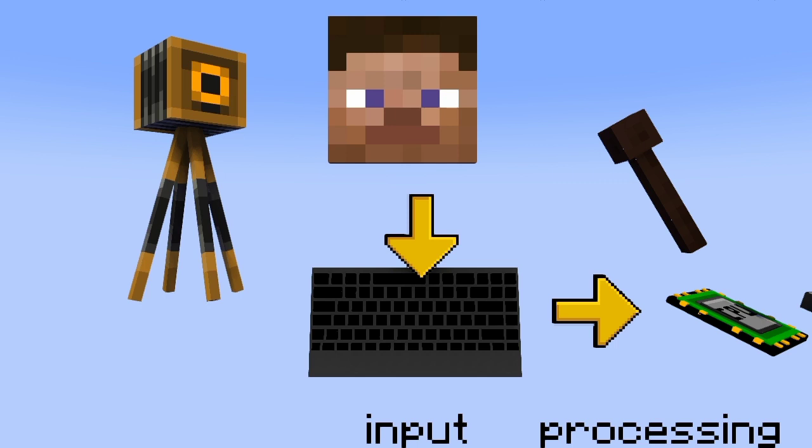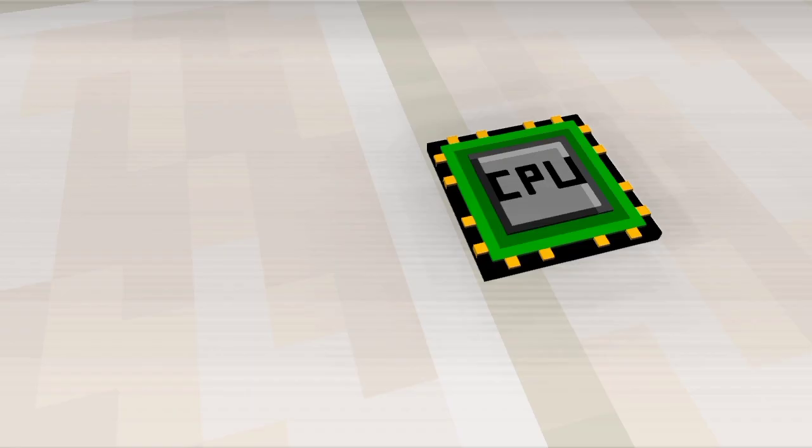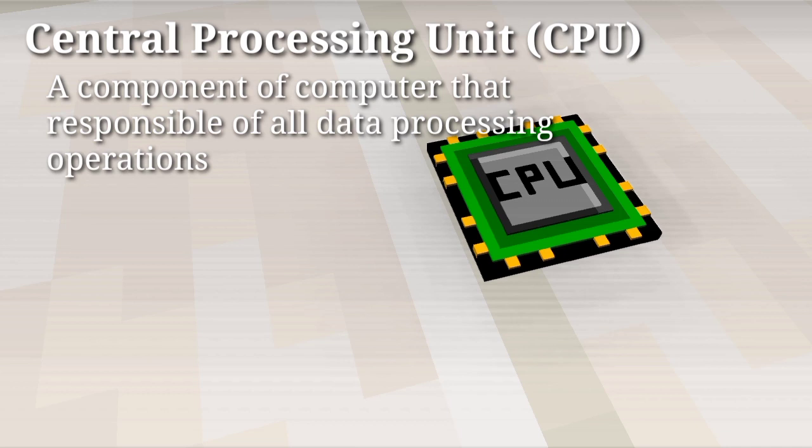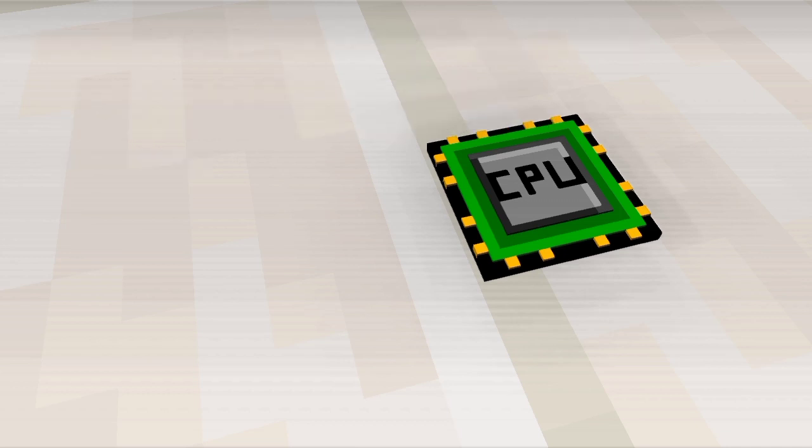When the input unit is triggered by the user, it will send a signal to the computer in a form of language that only the computer will understand. In this case, binary. That signal will be sent directly to the central processing unit or CPU. This CPU acts like the brain of the computer itself because this is where all the complex calculations are done.